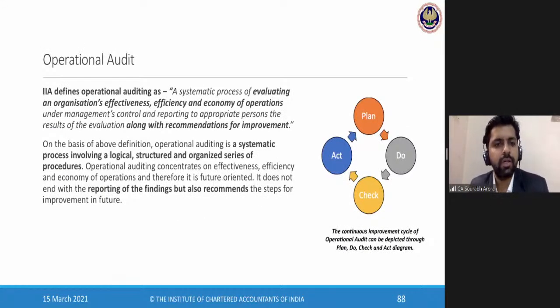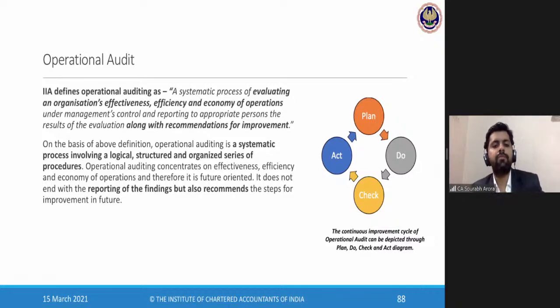So operational audit, as we discussed, is all about the operation. It is a continuous process, like plan, do, check, act. You should plan the audit, do the audit, then check, then act upon the recommendations, then plan it again.